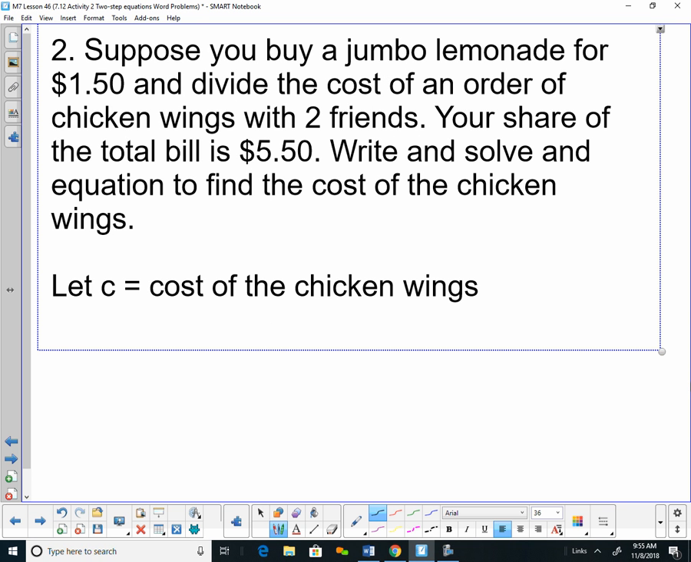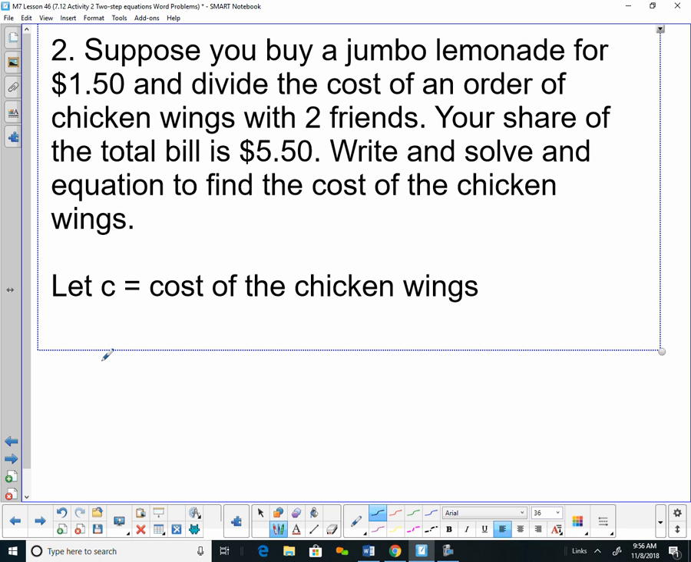Okay. So look right here. It says, suppose you buy a jumbo lemonade for $1.50 and divide the cost of an order of chicken wings with 2 friends. Your share of the total bill is $5.50. Write and solve the equation to find the cost of the chicken wings.